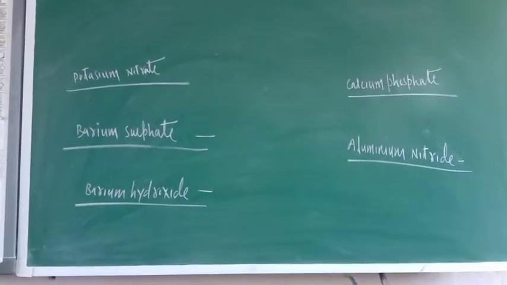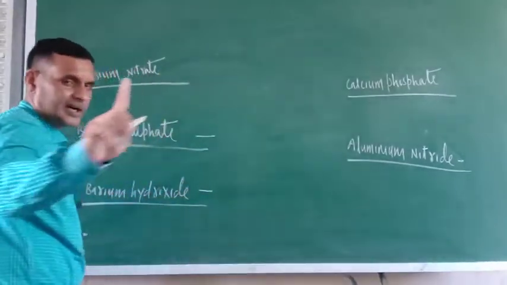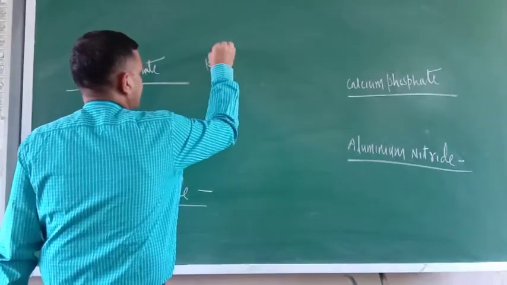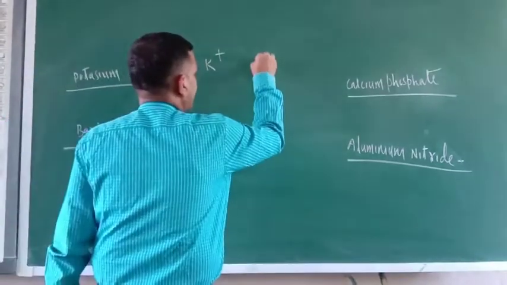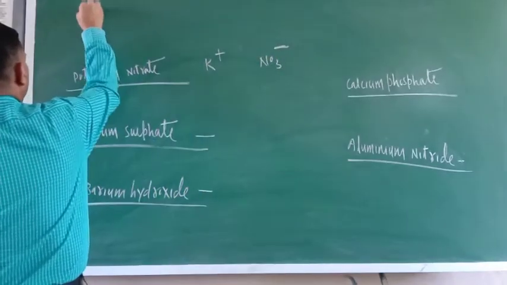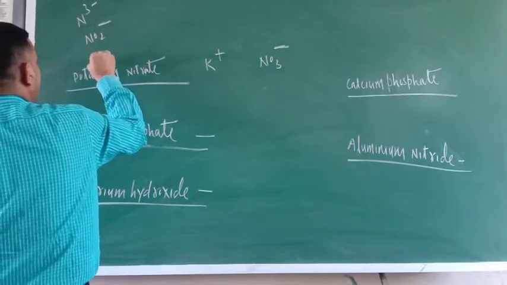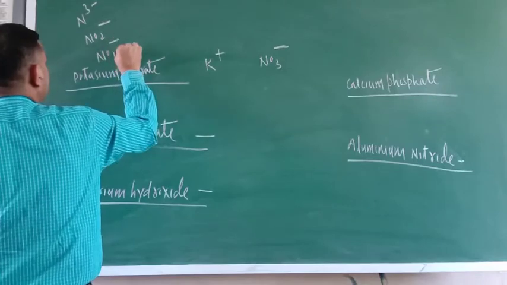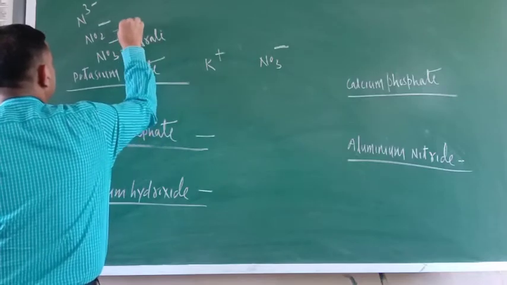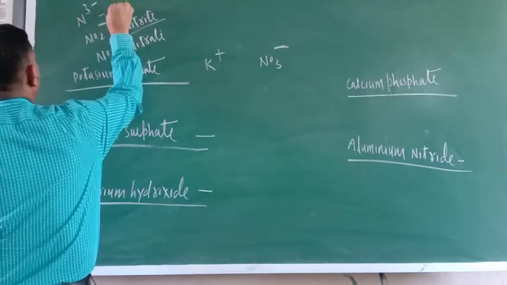Okay, just see, potassium nitrate. I told you, you should remember the ions' names. This is potassium, its charge is single positive. Nitrate means NO3, single negative. Remember, N3 negative is nitride, NO2 single negative is nitrite, and NO3 single negative is nitrate.